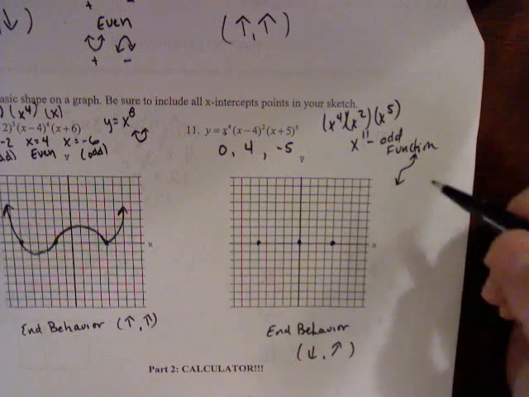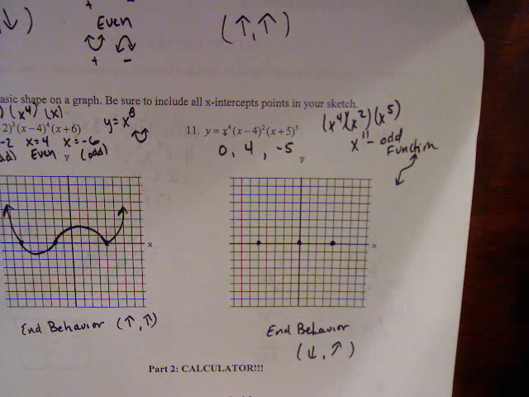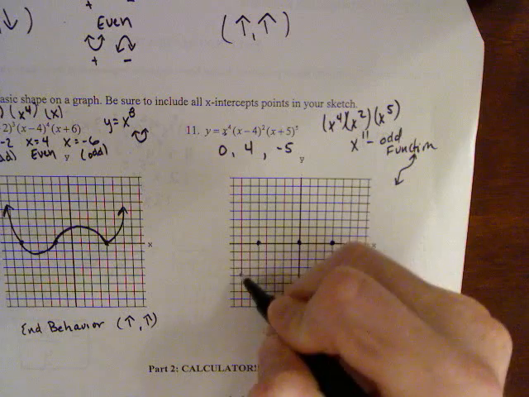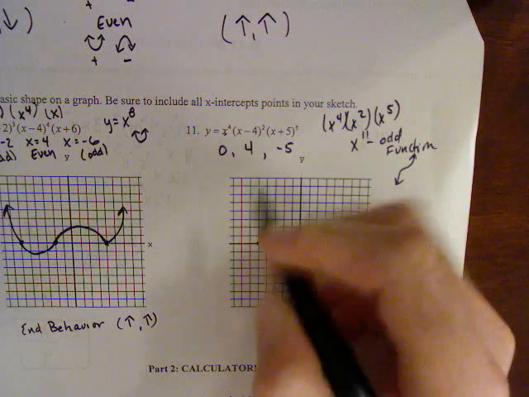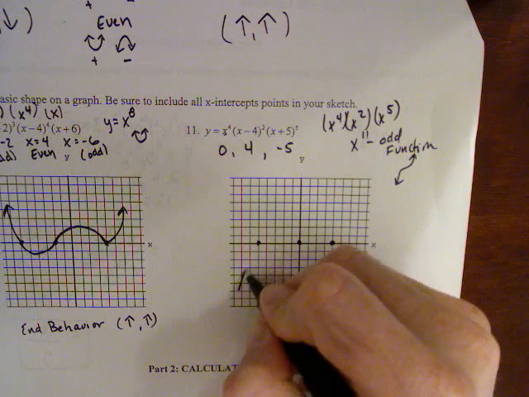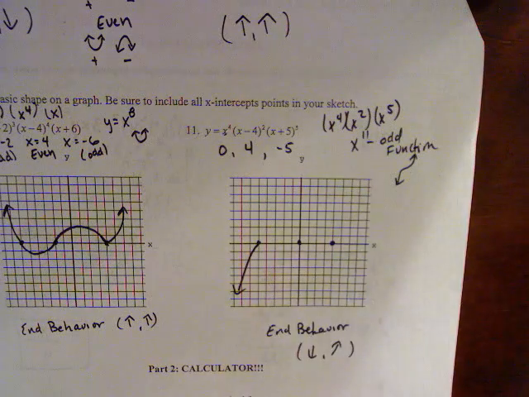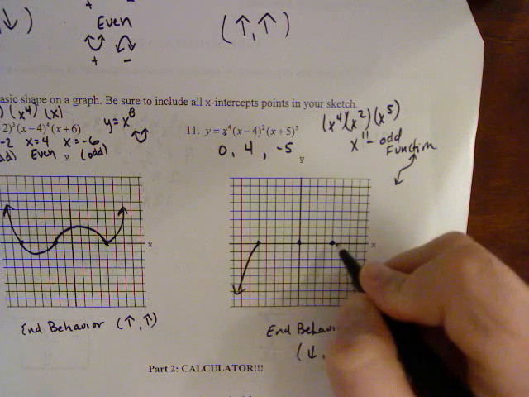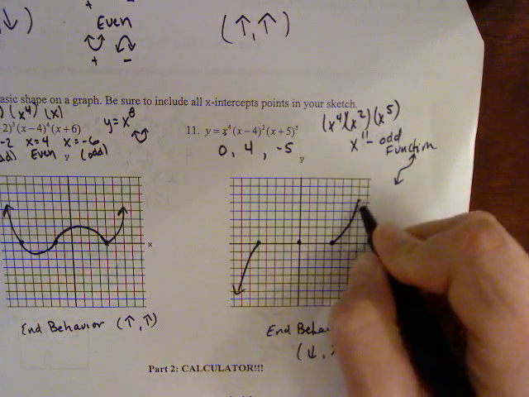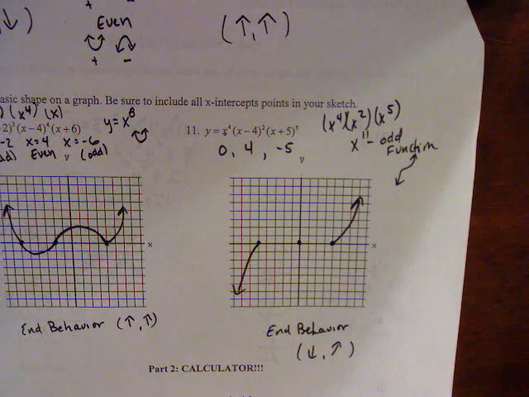We said the end behavior is down, up because it's a positive odd function. So we'll come from the farthest left 0, we'll start from down and come up to that 0. And this 0 at the far right will end up going up. So those are our end behaviors.